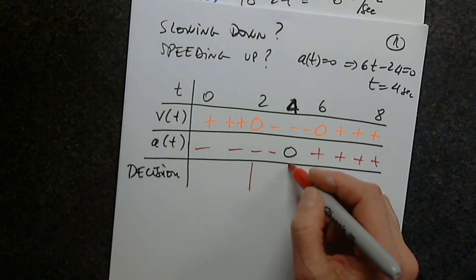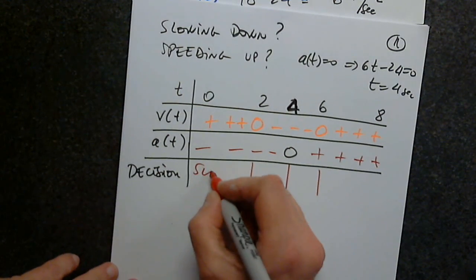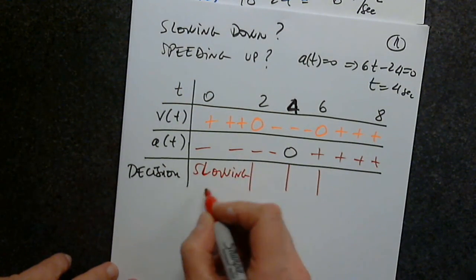So let's analyze this. Between 0 and 2, the velocity is positive, but the acceleration pulls the particle back. So the velocity is positive, but the acceleration works against it. Two forces are working against each other. Velocity, acceleration. What does the particle do? Exactly. Slowing down.